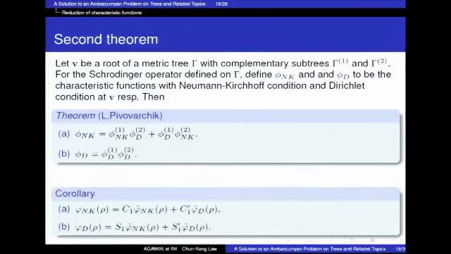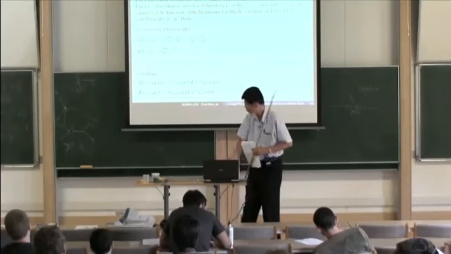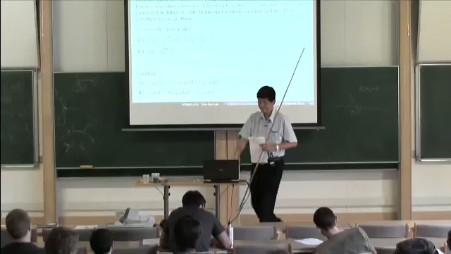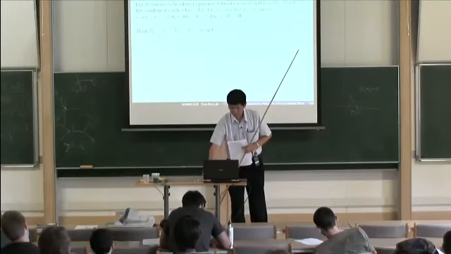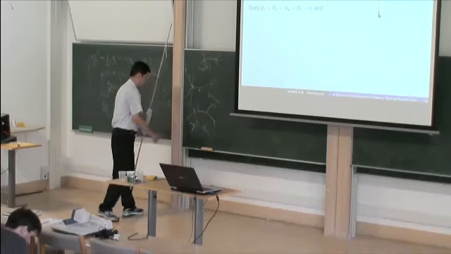Now, I try to illustrate this formula, especially the first one. Okay. I give an example. Suppose we have a caterpillar graph, and 1, 2, 3, 4, 5. Now I break it up into 2 here.